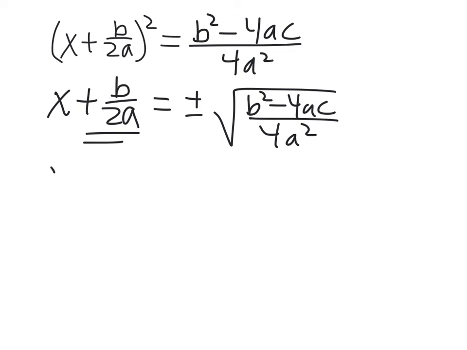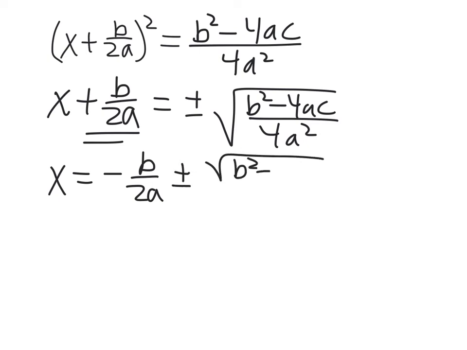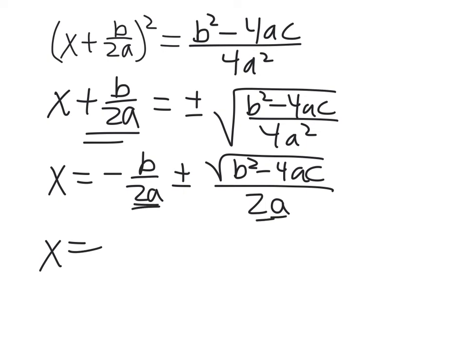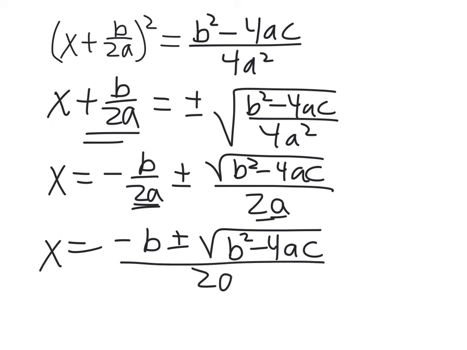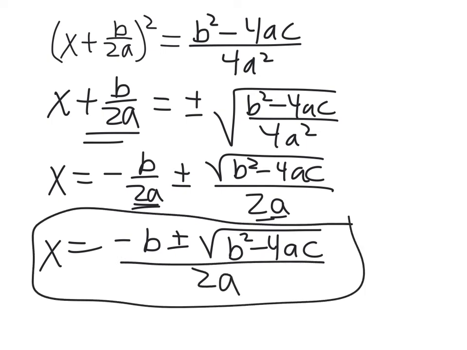Subtract this from both sides. Plus or minus, simplify the fraction. Square root of 4a squared. And we do have 2a as the denominator in both parts. We see now where the quadratic formula comes from. Questions?